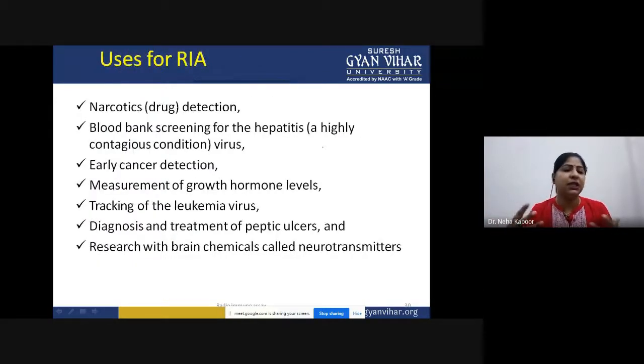However, we can use this technique in various fields. For example, narcotics detection, to find whether the blood contains a specific kind of drug or not. For blood bank screening, for the screening of highly infectious agents, for example, hepatitis. We can go for early cancer detection, because we can detect cancer antigens also. We can measure growth hormone levels. We can track the leukemia virus. We can diagnose and treat various peptic ulcers. We can also research many kinds of brain chemicals, for example, neurotransmitters.